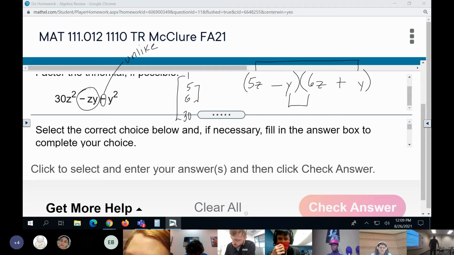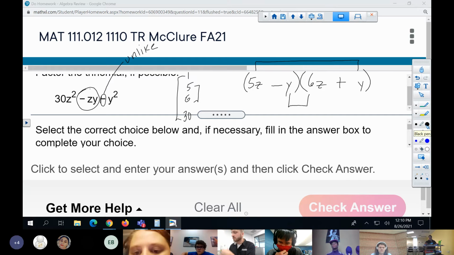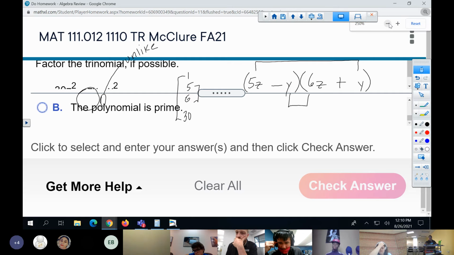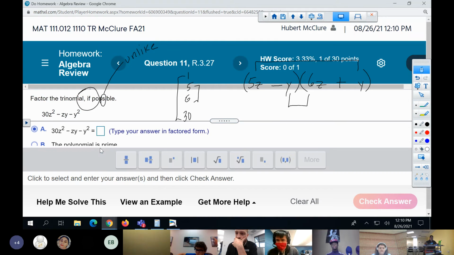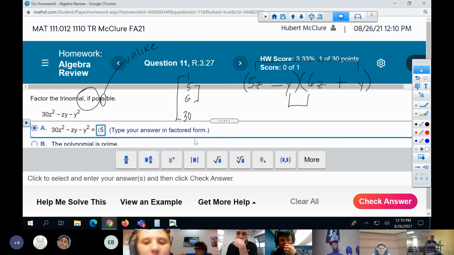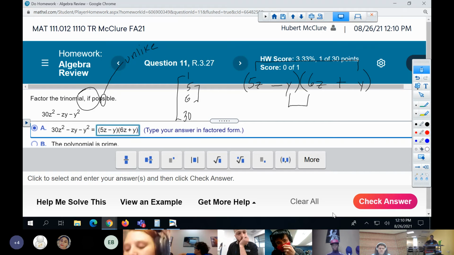So let's type it in and see. Open parentheses, 5Z minus Y, close parentheses, open parentheses, 6Z plus Y. And we feel good about ourselves.